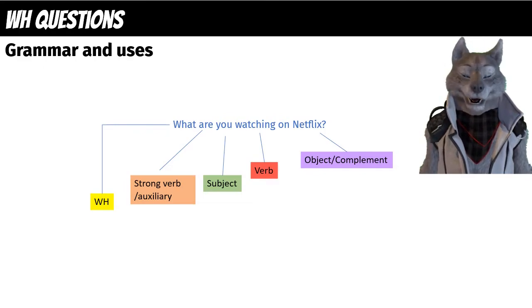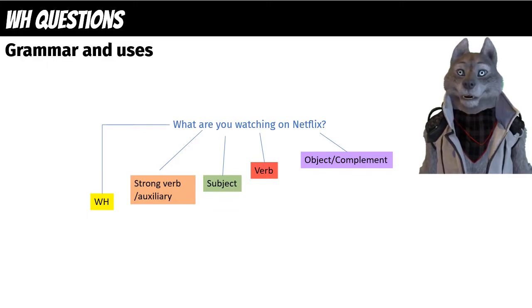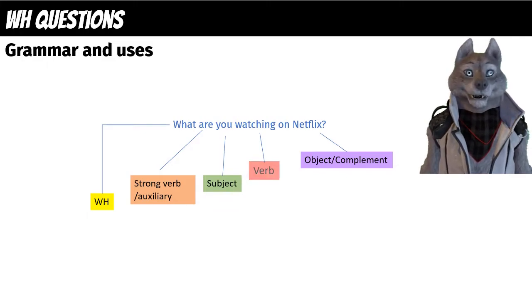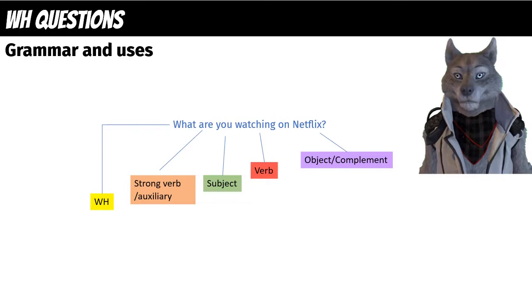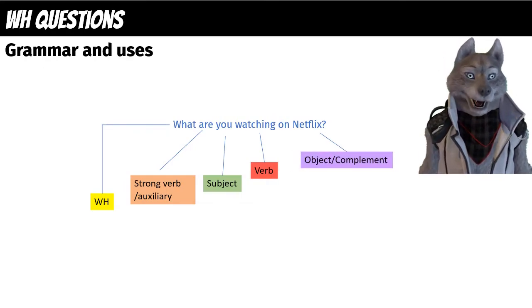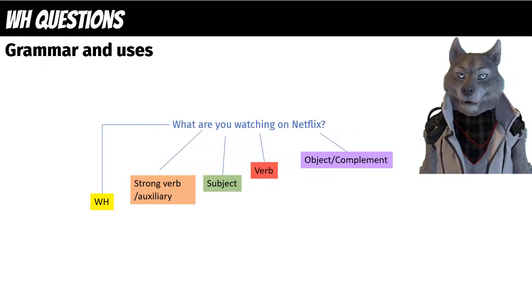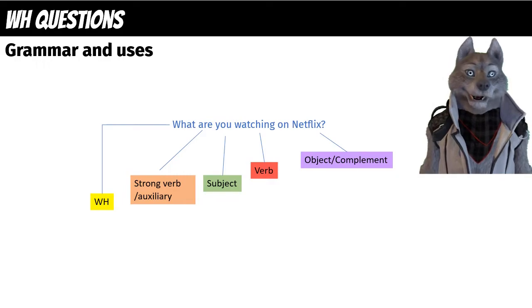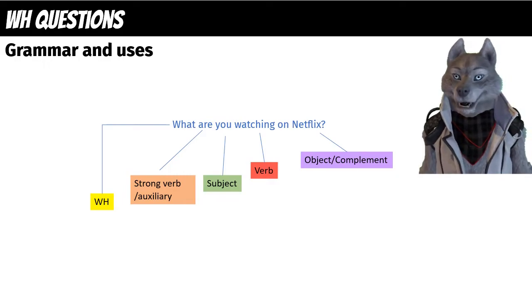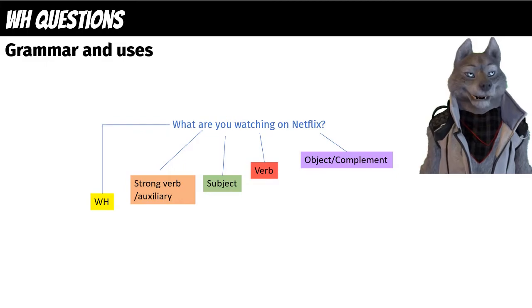I know I'm getting too technical. Then we follow with the subject, you. Then we need the actual verb of the sentence. This one is watching. And then we just go on with the object or complement. What are you watching on Netflix? I think that's a good question right now. Is there any good series that you can recommend in the comments? Look, this is the formula: WH, auxiliary, subject, verb, and object or complement.